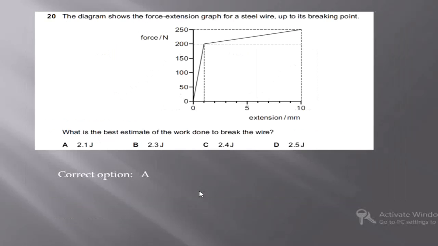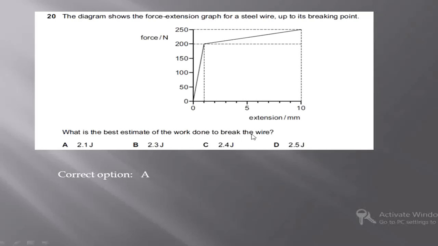MCQ number 20. The diagram shows the force extension graph for a steel wire up to its breaking point. Okay, this is the limit of proportionality. This is a proportional graph up till this point, and then it moves on to the breaking point. The question says, what is the best estimate of the work done to break the wire?